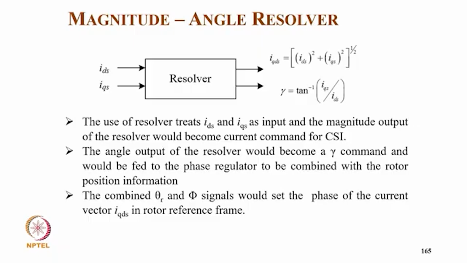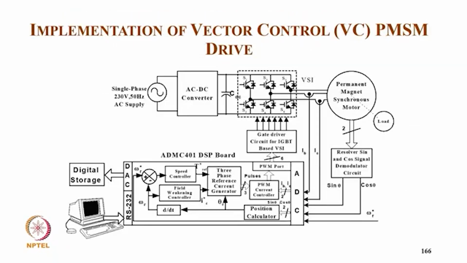The angle output of the resolver will become the gamma command, and will be fed to the phase regulator to be combined with the rotor position function, and the combined theta R and gamma signals will set the phase of the current vector IQDS in the rotor reference plane. And this is typically the block diagram for the Analog Devices ADMC DSP board.